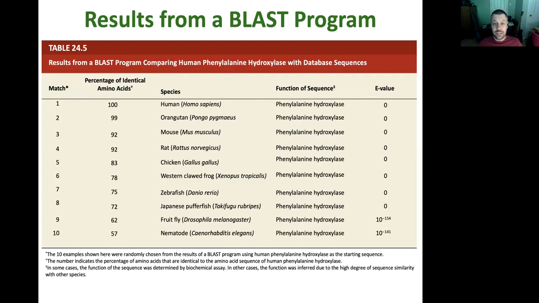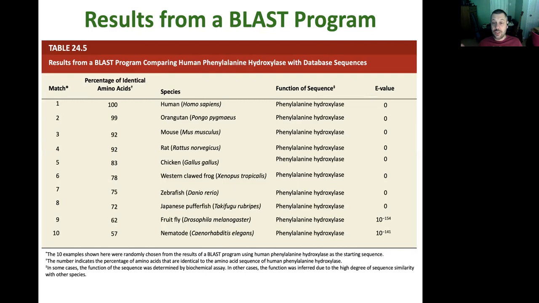Phenylalanine hydroxylase is the gene. And this person was looking at the human version of the gene. So if you upload a human version of the gene and you do a search against everything, the top match is always going to be the thing that you began searching, right? So if you search with the human gene, you're going to get the top hit as the human gene, and that matches 100% of the amino acids.